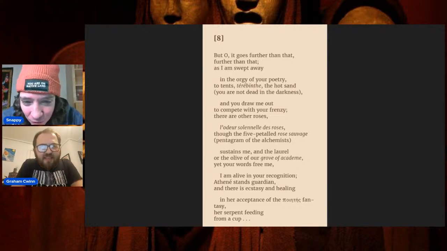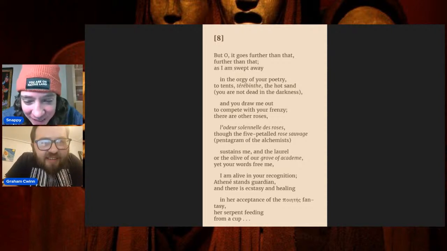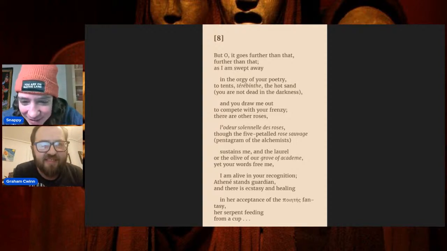Sustains me and the laurel or the olive of our grove of academy. Yet your words free me. I am alive in your recognition. Athena stands guardian, and there is ecstasy and healing.